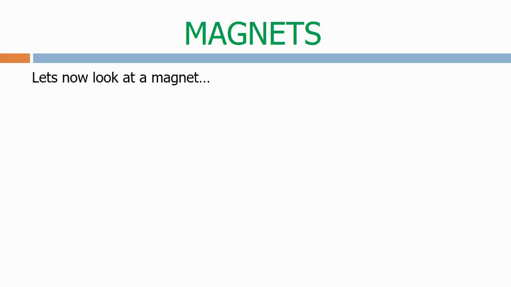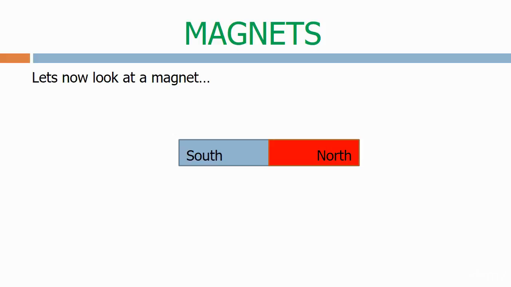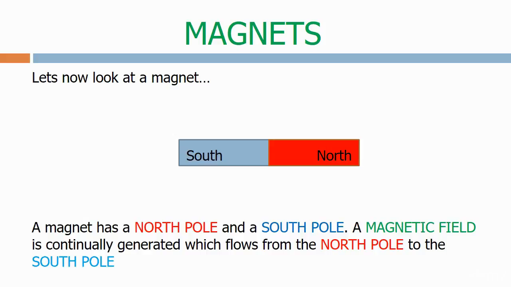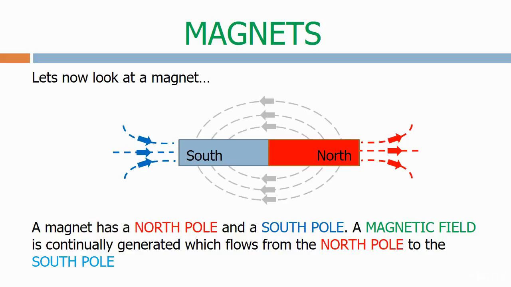Let's now look at a magnet. A magnet has a north pole and a south pole. A magnetic field is continually generated which flows from the north pole to the south pole.